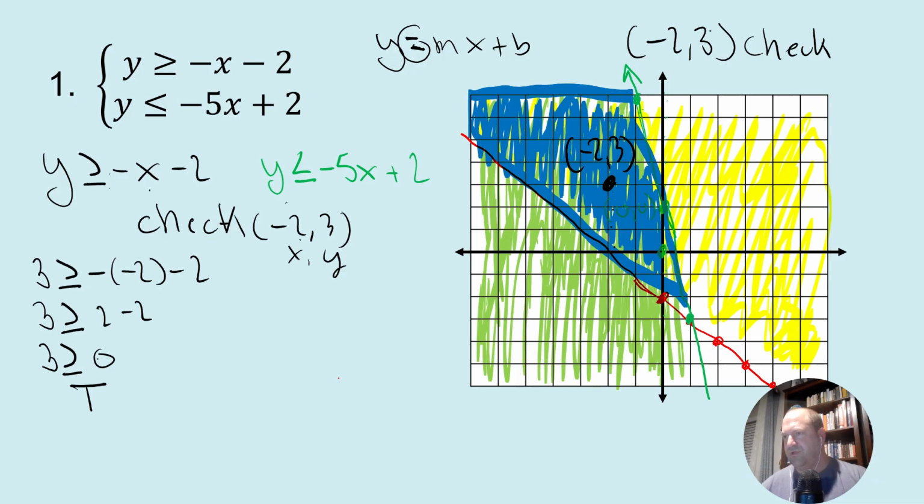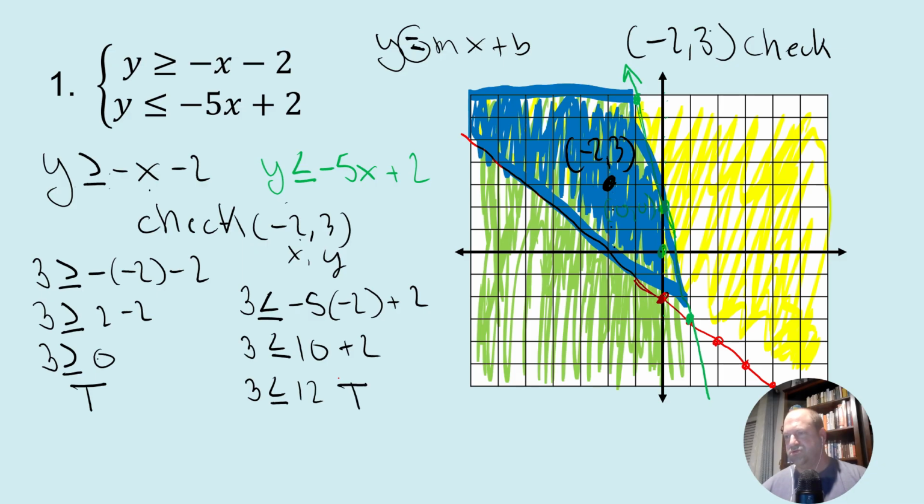Bottom inequality, we're going to get 3 is less than or equal to -5 times -2 plus 2. 3 is less than or equal to 10 plus 2, and 3 is less than or equal to 12, which is true as well. So this point checked in both the top and bottom inequality. So our point checked from our solution set. All right, let's move on to example number 2.